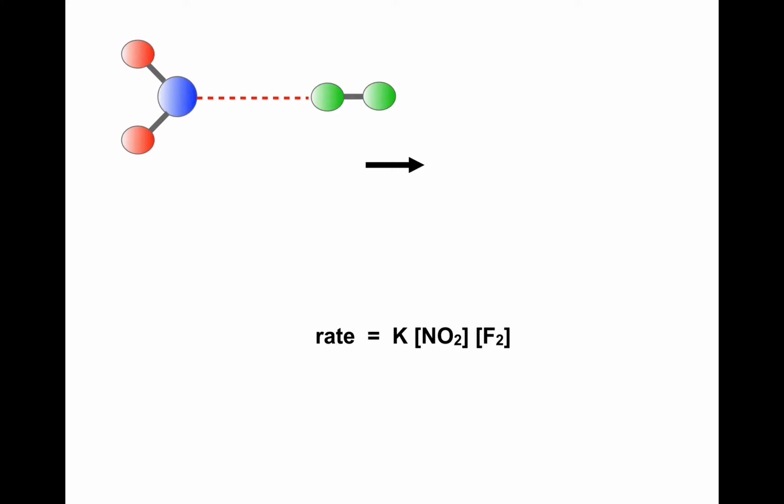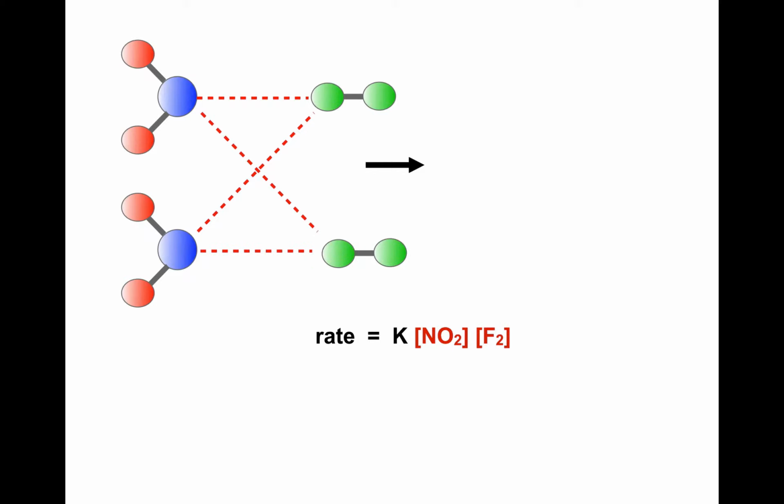And this rate law matches the first step. I have to wait for fluorine to collide with NO2. If I double the concentration of NO2, I double the opportunity for collisions with the fluorine. If I double both the fluorine and the NO2, I quadruple the opportunity for collisions, right? So I get an exponential increase if I double both reactants, NO2 and fluorine. So, second order rate law.